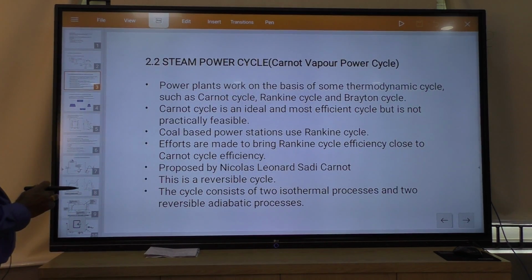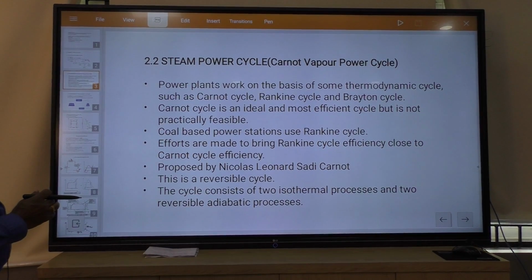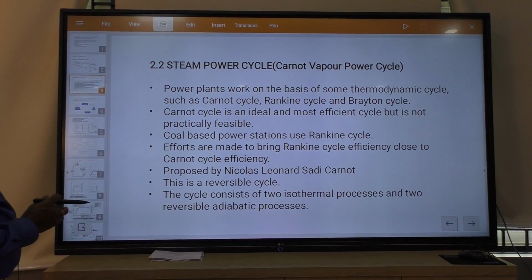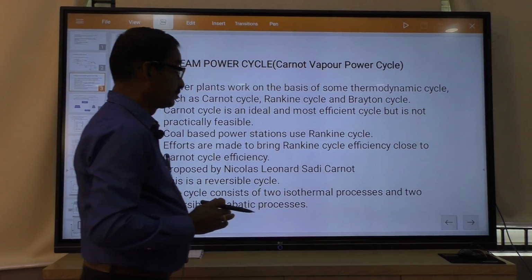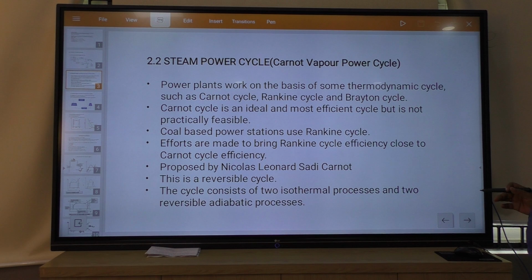Next is 2.2 steam power cycle as per syllabus of your 6th semester. So, nowadays it is a compulsory subject. Earlier it was an elective, but from this new revised syllabus it is your compulsory subject. So, in this is Carnot cycle. It is a very known cycle to every student from the 3rd semester.